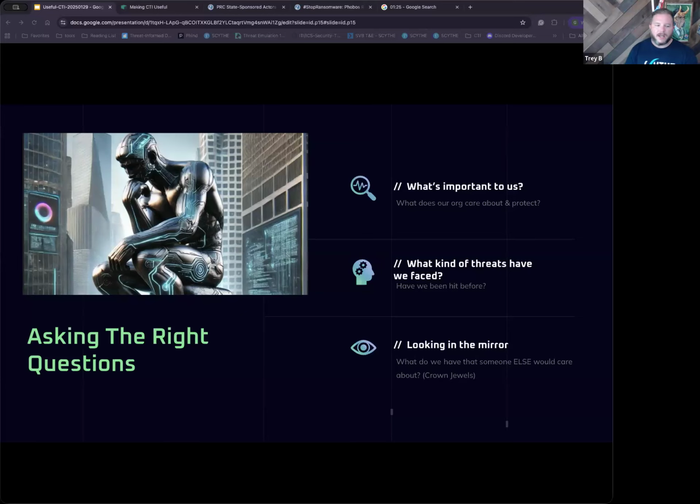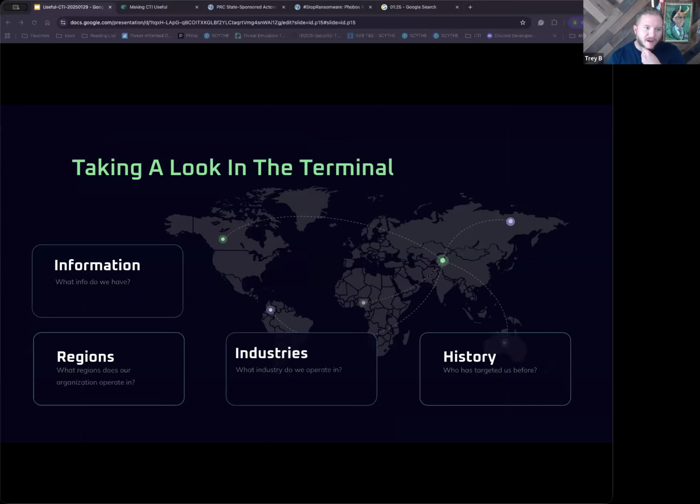So I know I talked a lot about asking the right questions, what those kinds of questions could look like. Here's just another concept of taking a look in the terminal. If I had to distill all of that down, your information, the regions you're in, the industries you're in, and the history is really what matters the most. And by information, I was talking about your IP, your PI, PHI, your crown jewels, all that stuff you really care about. Understanding your overall region paired with your industry or your market makes a difference.